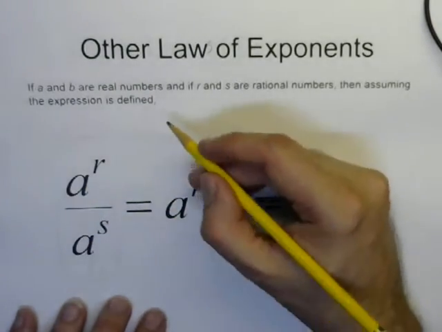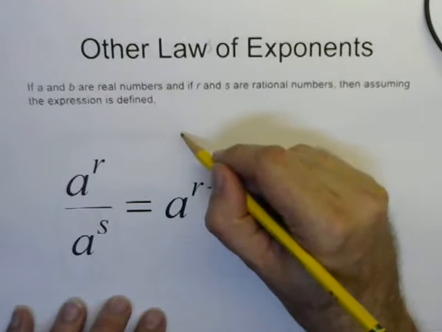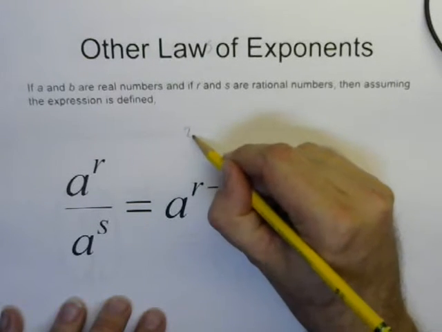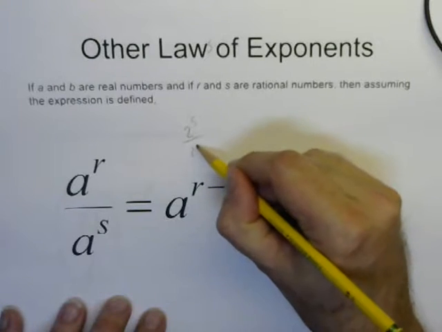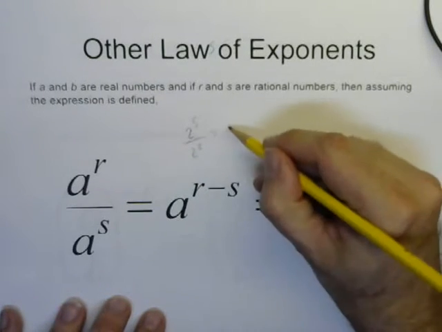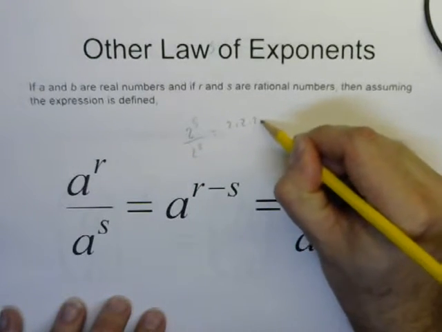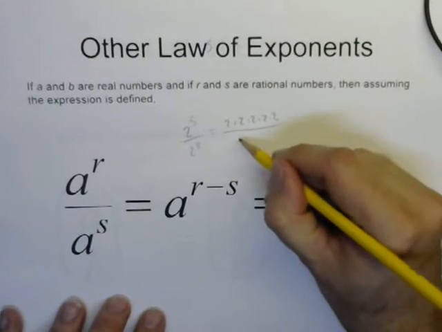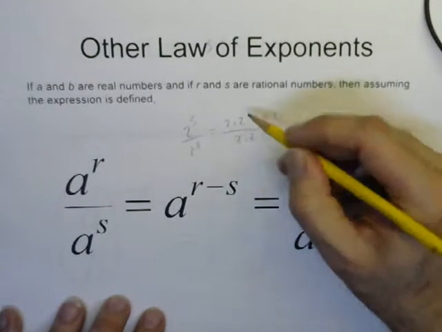But as an example, let's say you have 2 to the 5th divided by 2 to the 3rd. If you think about what that really means, that means 2 times 2 times 2 times 2 times 2 divided by 2 times 2 times 2.